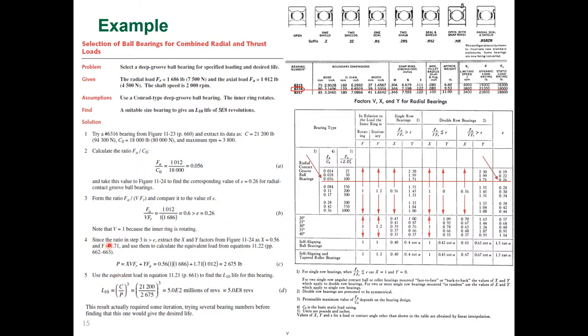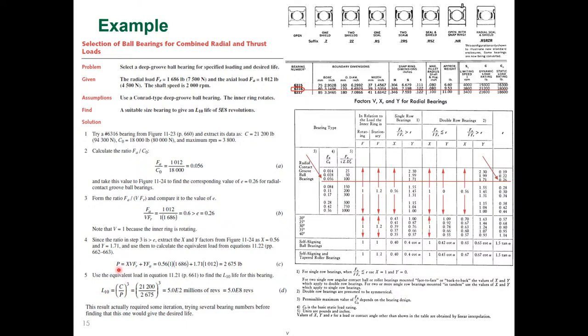And then the next step is, since the ratio in step 3 is greater than E, we can extract the X and Y factors from the table. X is 0.56, okay? So this X here is 0.56. Y is 1.71 because it's a single row bearing. X is 0.56, Y is 1.71. And then we can use that to calculate our load.